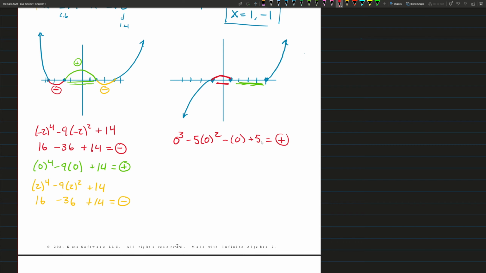Do the same thing in green, so let's plug in something like 2. So we get 2 cubed minus 5 times 2 squared minus 2 plus 5. 2 cubed is 8. 4 times 5, that's minus 20. Minus 2 plus 5. So negative 22 plus 13, still negative. So that means our graph is going to come below the x-axis and then come back up to hit that 0.